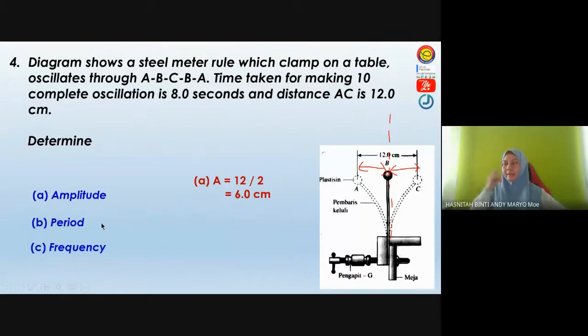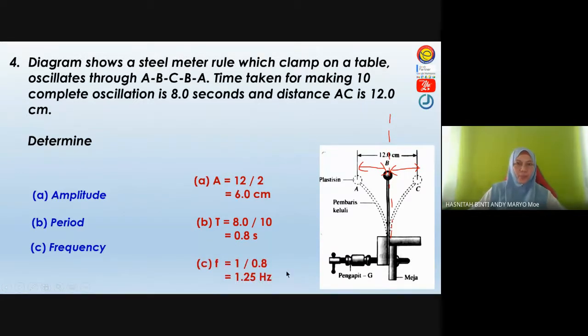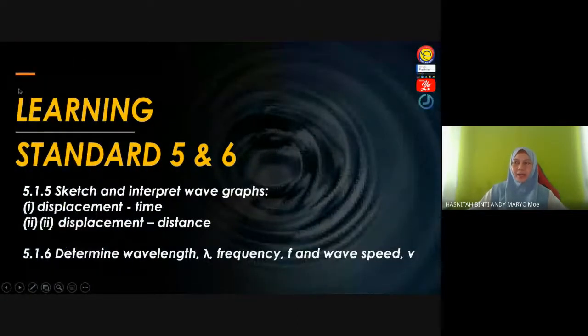How about the period? It makes 10 complete oscillations in 8 seconds. So what is the period? It is 8 divided by 10, so for one oscillation is 0.8 seconds. Now how about the frequency? The frequency is the reciprocal of the period. So 1 over 0.8 will give you 1.25 hertz.